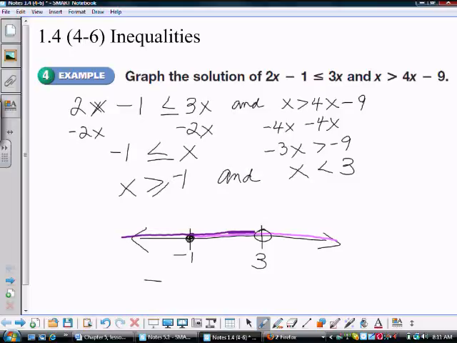So what my graph really needs to look like is that open dot over the 3, because the 3 doesn't have both colors. Closed dot over the negative 1, because that actually does include both colors. And my shading is just that part in between.